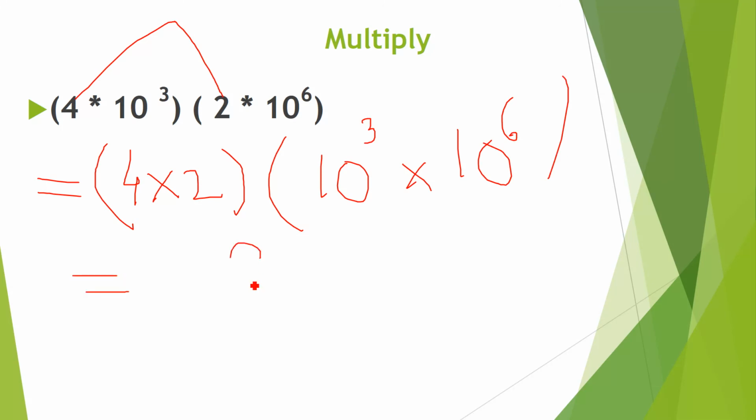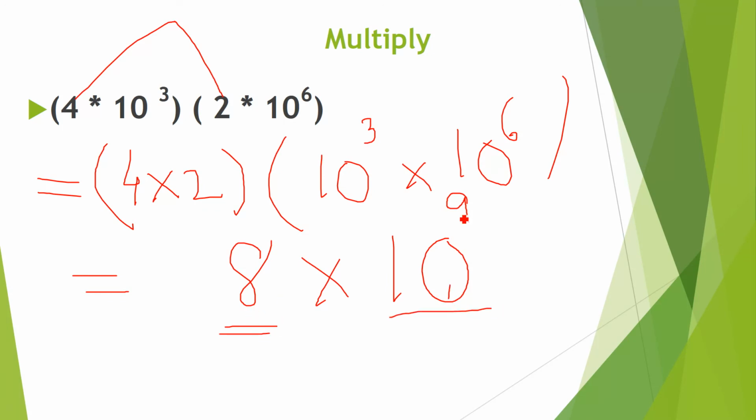4 times 2 is 8. Here I will do it directly because the bases are the same. So instead of writing 3 plus 6, I will write down 9 directly. This is the scientific notation. The first factor should be at least 1 and less than 10, which is 8. The second should be the power of 10, which is 10 raised to power 9. This is the multiplication of scientific notation.